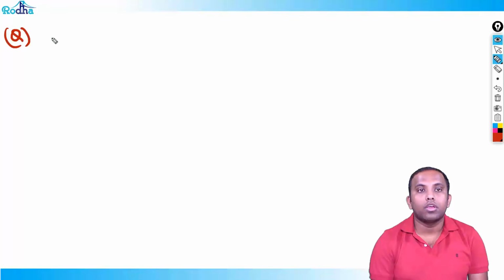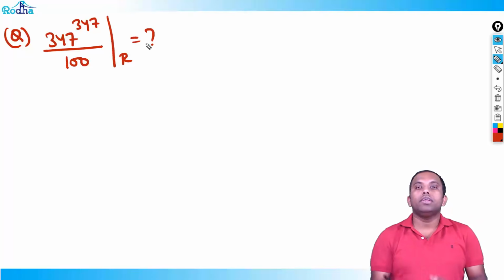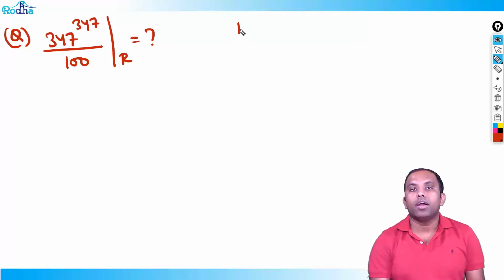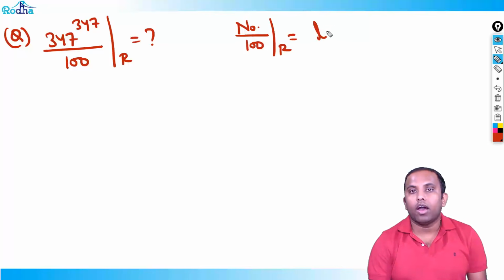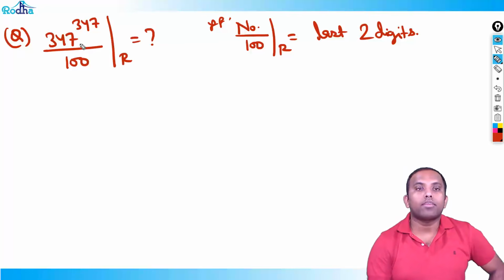Question: 347 raised to 347 divided by 100. What is the remainder? Now we'll study in the next videos that when a number is divided by 100, the remainder is always the last 2 digits. We'll discuss it in the later videos. Right now you can just have a look at it. What you're finding is the remainder of 347 raised to 347 divided by 100.